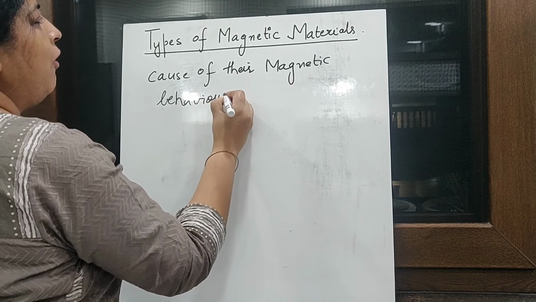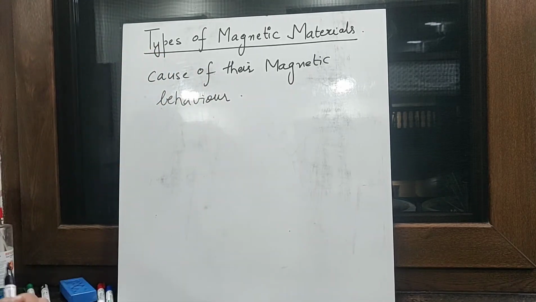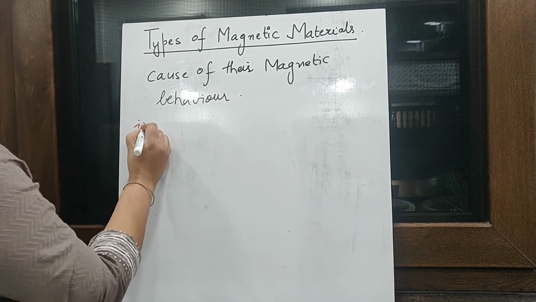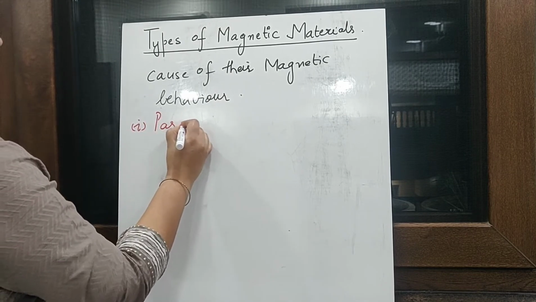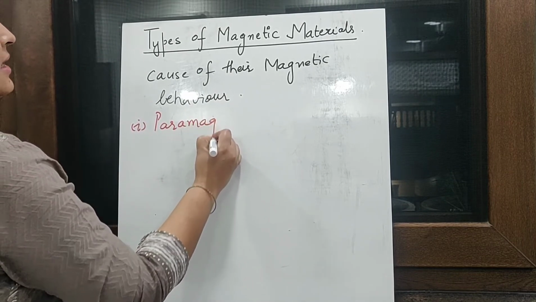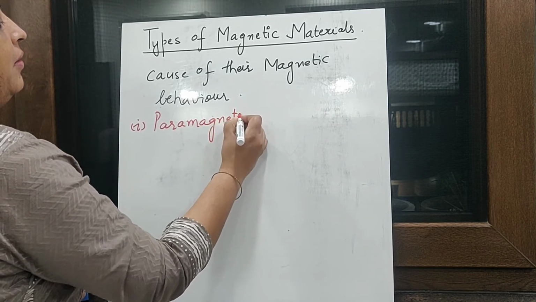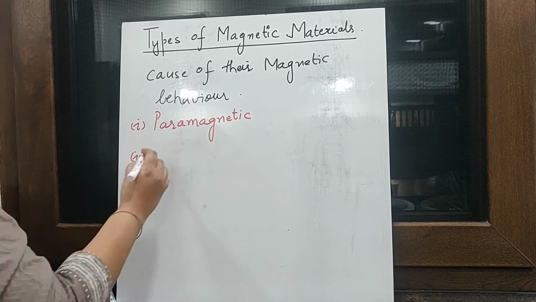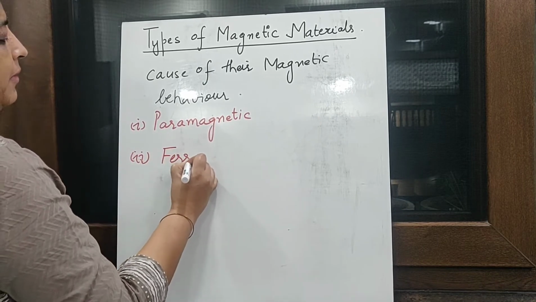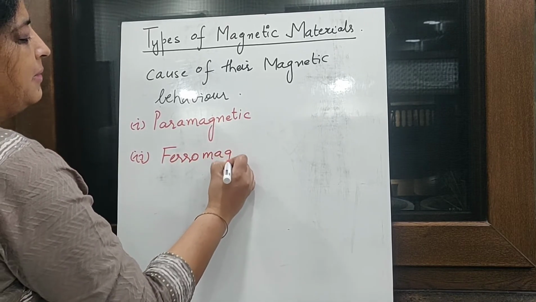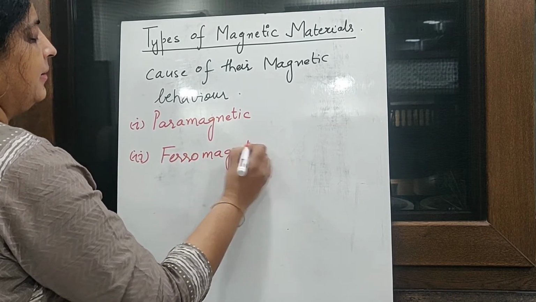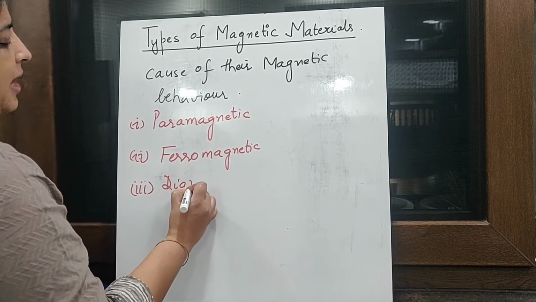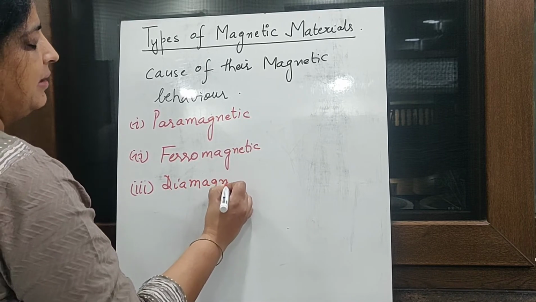So first of all, what are the different types of magnetic materials? The first one, you can write down, is paramagnetic materials. Then we have ferromagnetic materials, and then we have the third type, which is known as diamagnetic materials.